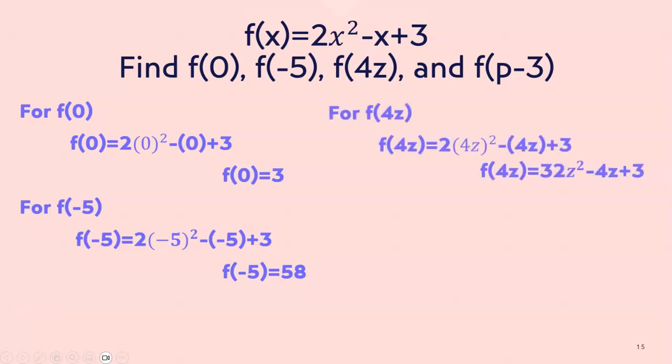But for f of 4z, you're plugging in the whole 4z for each x value, and you end up following order of operations the same way. And your answer would be 32z squared minus 4z plus 3.